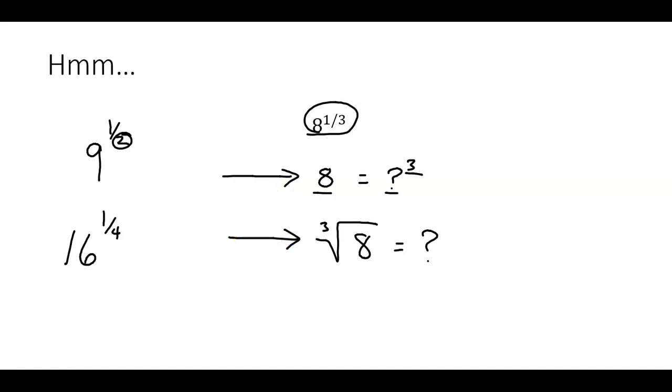So here's what I want you guys to understand about these. 8 to the 1/3 power, that's the same thing as the third root of 8. What number times itself 3 times gives me 8? Okay? So 8 to the 1/3 is the third root of 8. Now, what if I have this though instead? Well, I'm really going to handle it the same way.